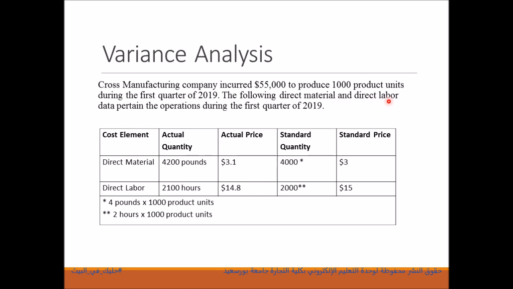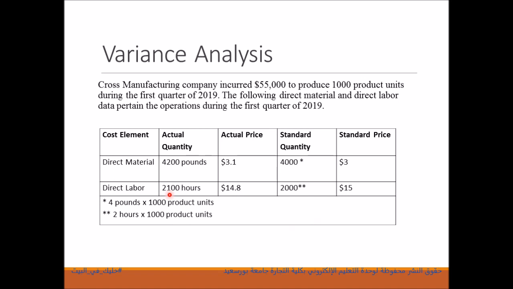The following direct material and direct labor data pertain to the operations during the first quarter. 4,200 pounds of direct material were used to produce the 1,000 product units, and the price per pound paid is $3.1. 4,000 pounds should have been used to produce such a production volume given the standards, and the standard price per pound that should have been paid is $3.